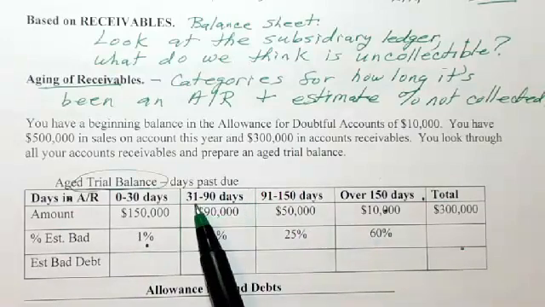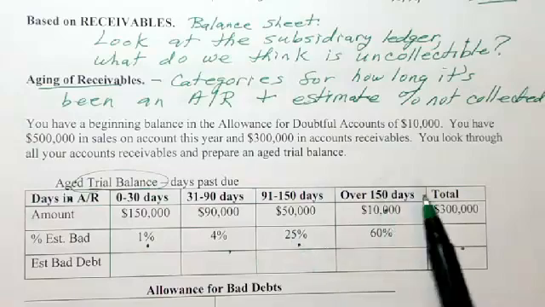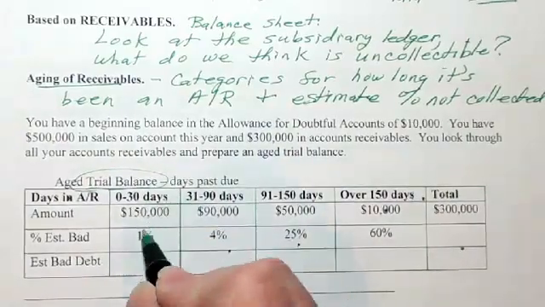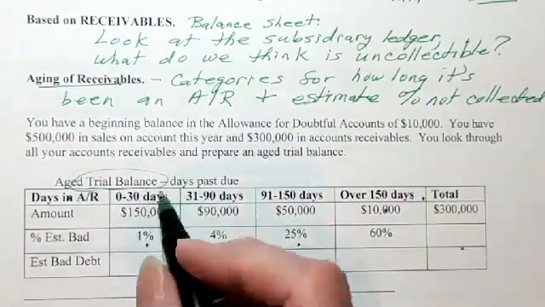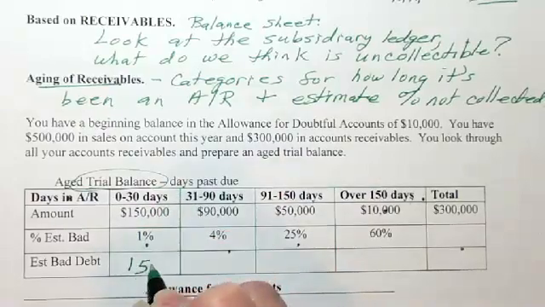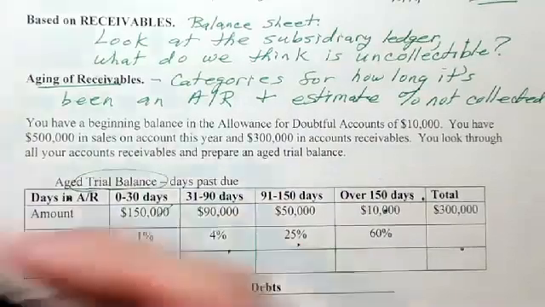This is 2 and 3 months. A little bit more of those aren't going to pay. 5 months out, more of them are going to default. And then we're saying 60% of that 10,000 is not going to pay out. To figure out how much is going to default, we just multiply this and this. So that means $1,500 are going to default. Maybe.